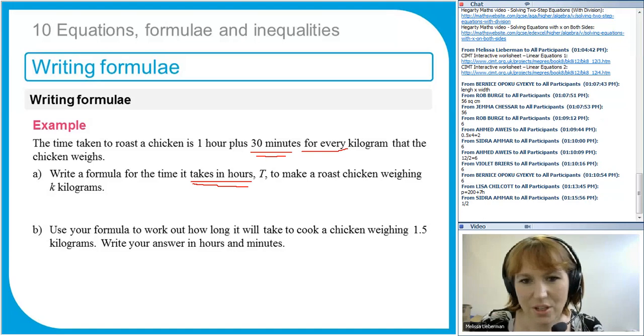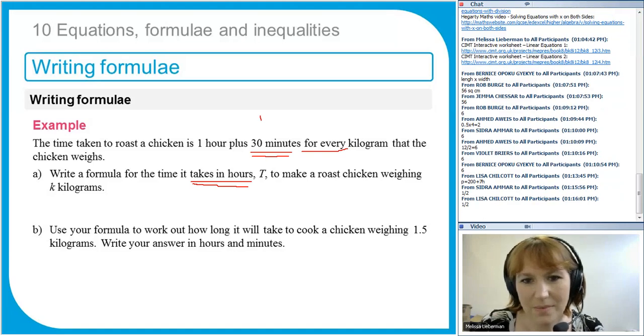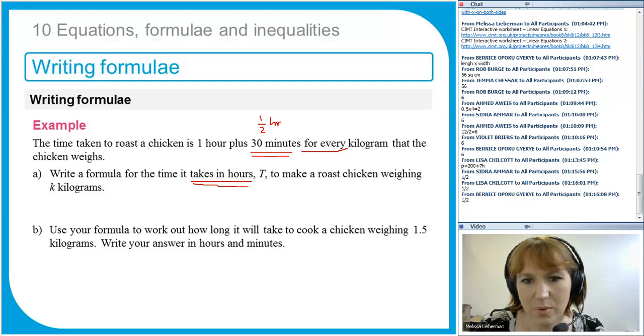Sidra, perfect, half. You could write it as half an hour like that, or you could write it as 0.5 hours. So it's either half an hour or 0.5, just whatever you find easiest. I would probably use a half, but if you want to use 0.5, you can. So we're actually going to multiply the K, the kilograms, by half or 0.5 rather than by 30, because that would give me minutes and I want it in hours. So before you write the formula, all of the units have to match so that I get the right answer.